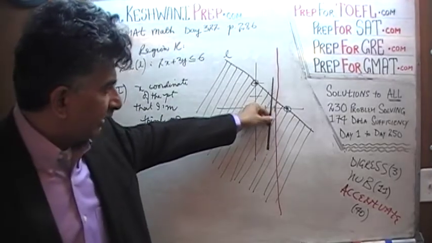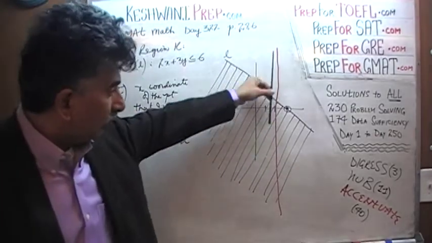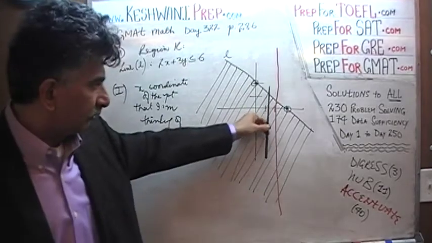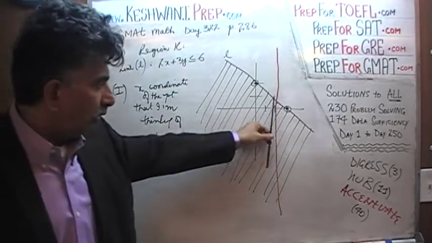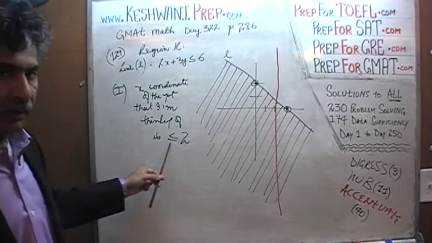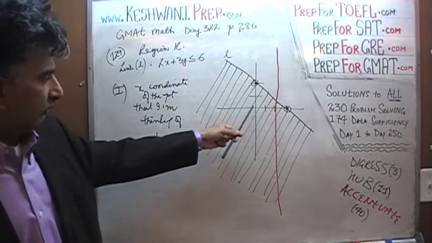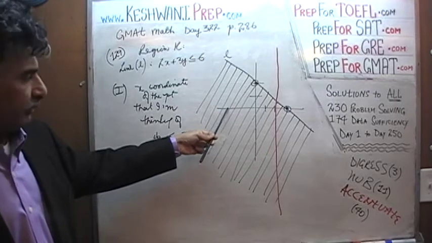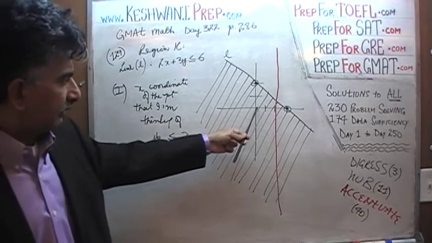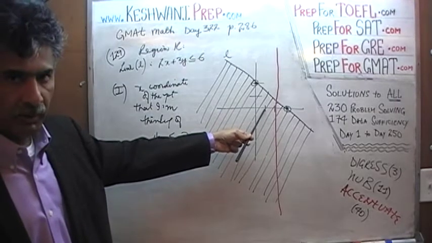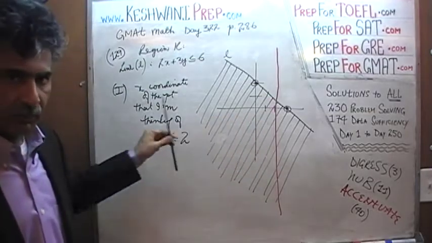Anything that falls to the left of the red line or on the red line has an x-coordinate which is less than or equal to 2, for any points that you pick here. For example, this point here has the x-coordinate of 0, here's another point with x-coordinate of -7, here's another point with x-coordinate of 1, and so forth. They are all less than or equal to 2.